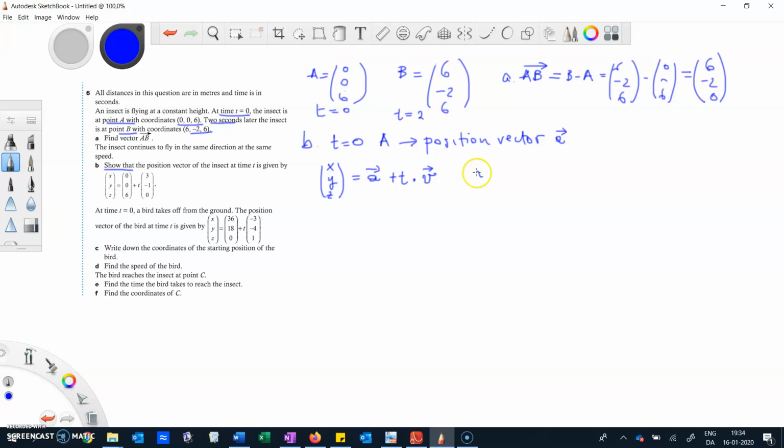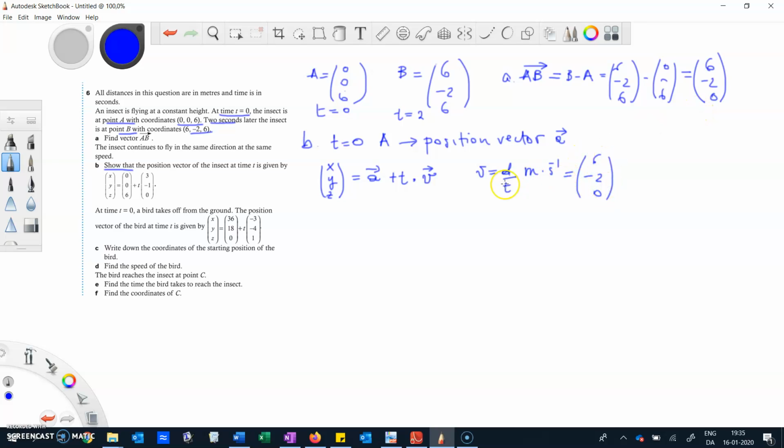What is the velocity in reality? The velocity is the distance divided by a time in general. So it's how many meters you're covering in a certain amount of time. But in particular here, since velocity will be expressed in meters per second, it's how many meters you cover in a second. Now, v could very well be the vector AB, 6, minus 2, 0.